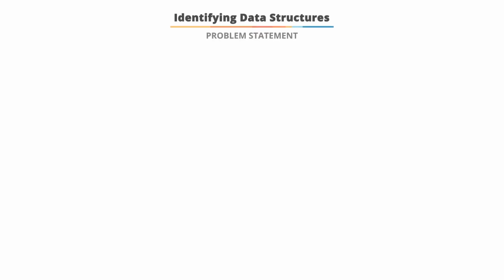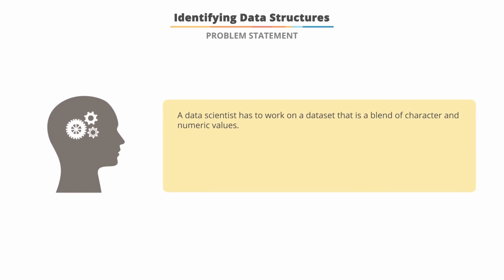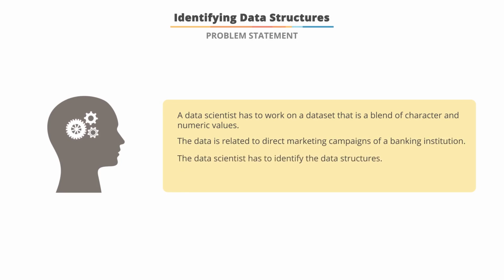So, in regards to identifying data structures, for the most part, a data scientist is going to work on a data set that's a blend of character, numeric, factor, strings, anything you can think of. So let's say the data is related to direct marketing campaigns of a banking institution, and you have to identify what these data structures are within that data set. Well, let's take a look at how these data structures can be identified.